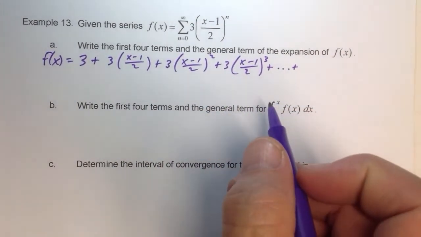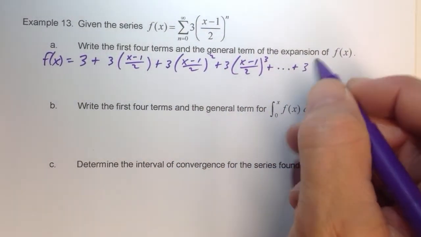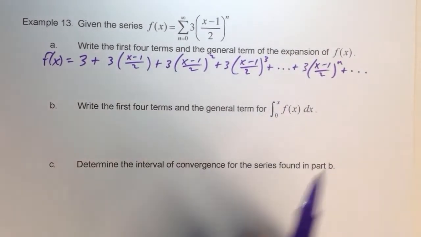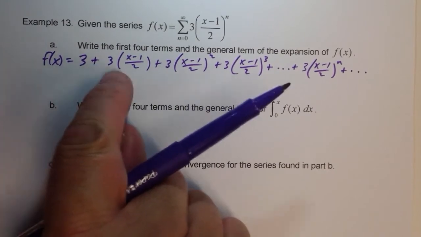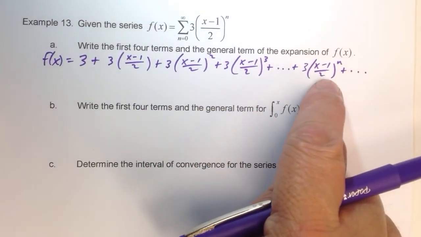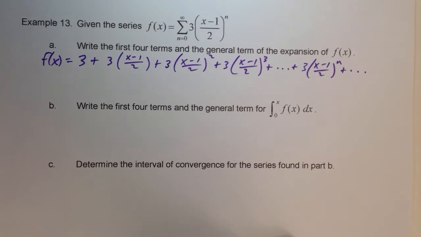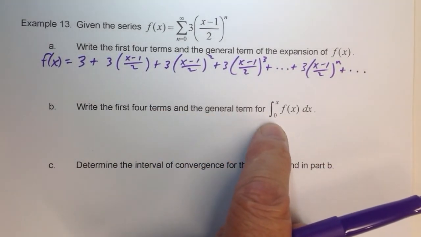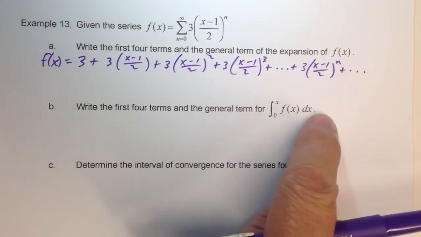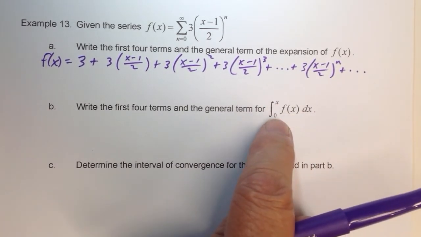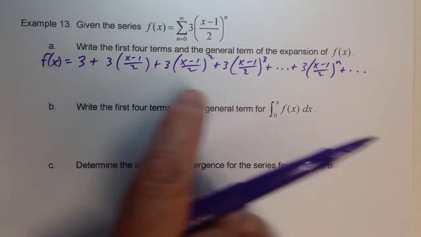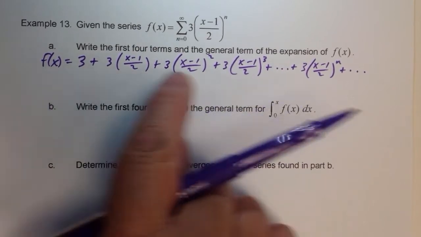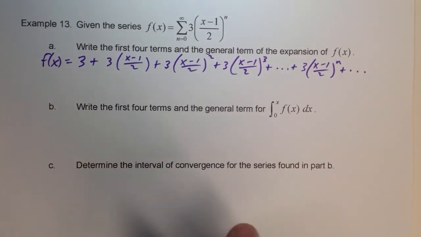So the general term is 3 times (x minus 1) over 2 to the nth power, plus dot dot dot. So we did what we needed to do: 1, 2, 3, 4, and our general term. Just always double check to make sure you've got everything. First four terms and the general term for the integral from 0 to x of f of x dx: this just means the same thing. We're going to integrate every term in the series expansion, at least the first four terms, and then write those down.